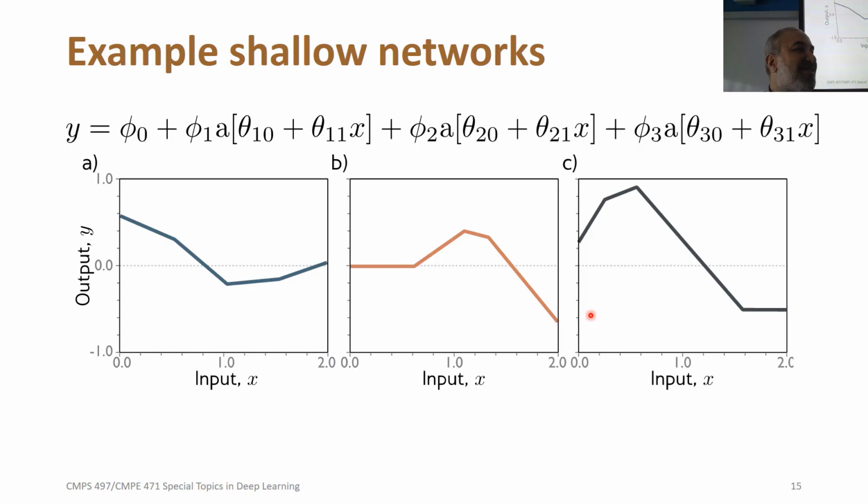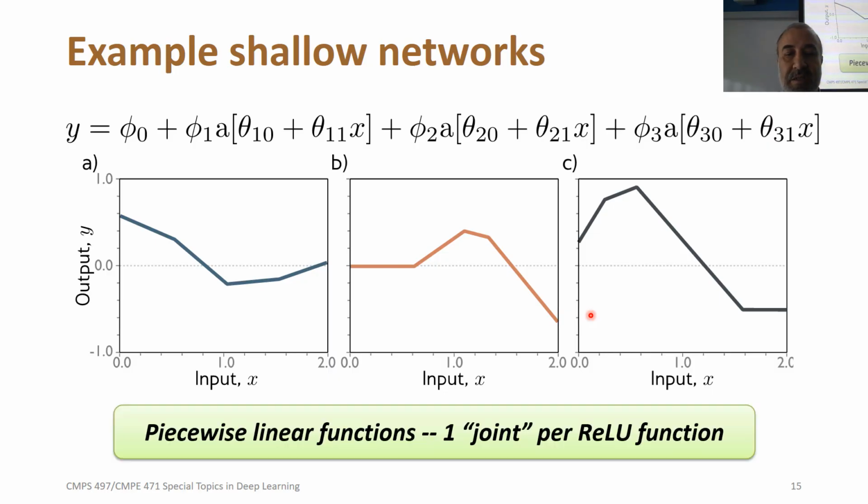Yeah, there are many other activation functions. In reality, there are types of problems or types of outputs for which we choose specific activation functions. And there are other factors also, like whether the activation function will make the training much faster or not. We'll talk about that later. Any question on that? So again, this is a piecewise linear function, one joint per ReLU function.